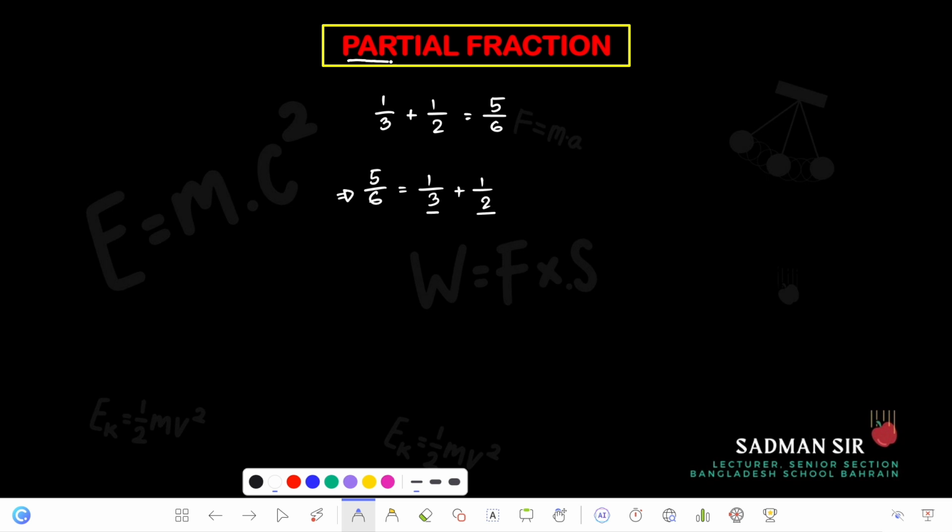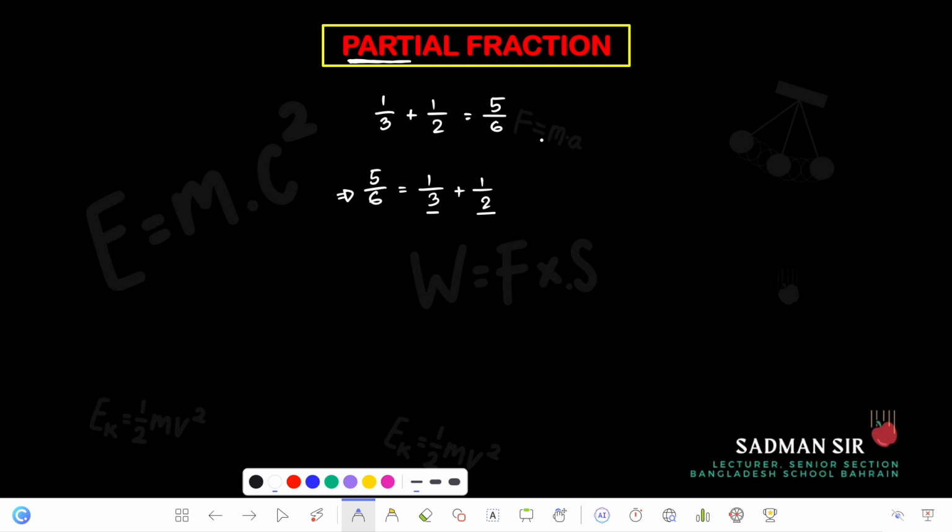You can see that from "part" the term partial fraction comes. So this 1 by 3 is a part of 5 by 6. So this fraction is a partial fraction of 5 by 6. 1 by 2 is also a partial fraction of 5 by 6. So one fraction is broken down into its partial fractions or parts. Okay, so this operation is called partial fraction or resolving into partial fraction. So again, one fraction will be given and you have to break it down into its parts.